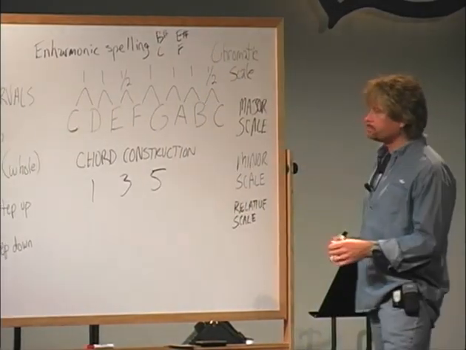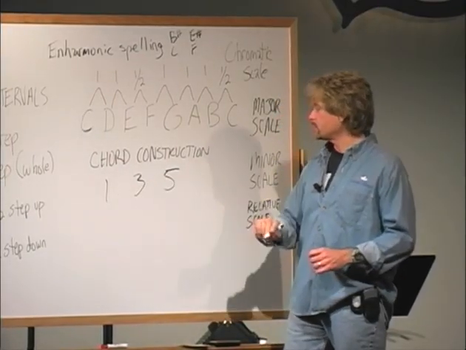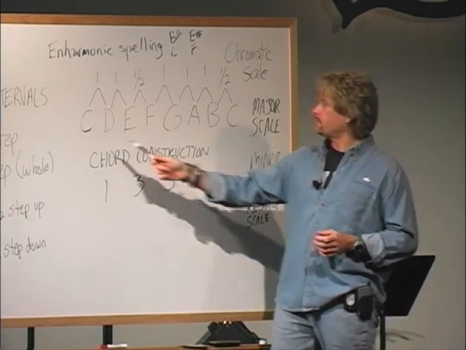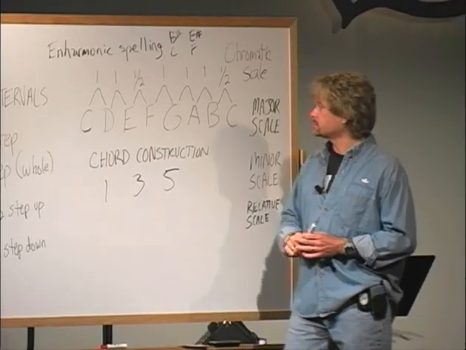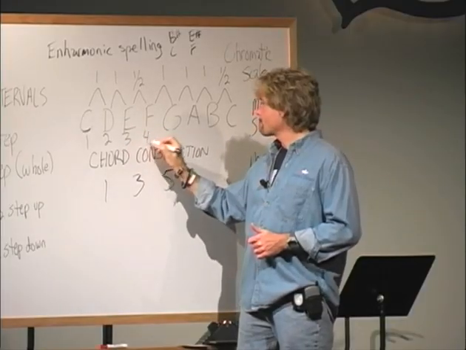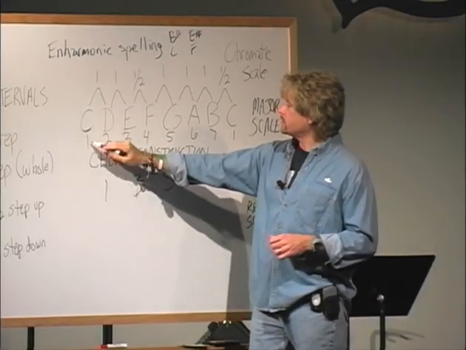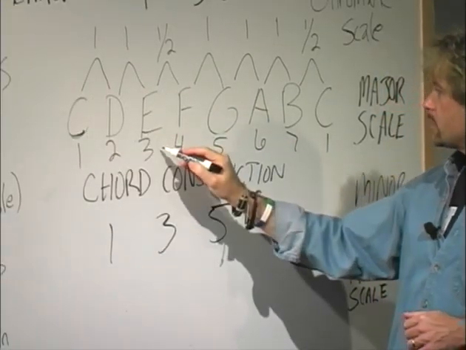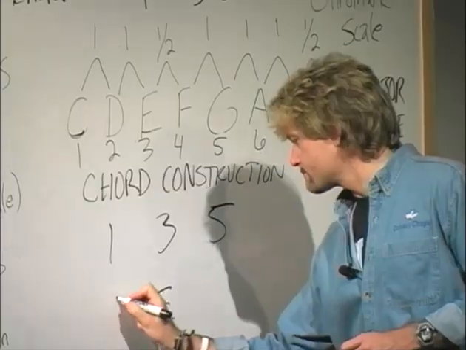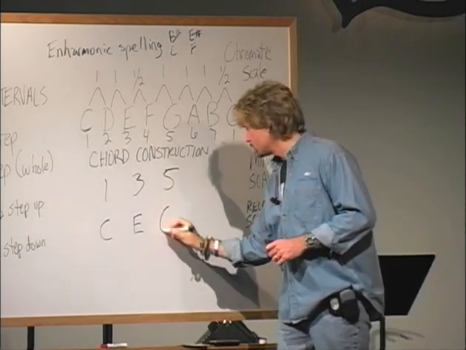In other words, if we're going to build a C major chord, there are certain intervals that we look for between the first and the third and the fifth. What are those intervals? Neat enough, it's the same intervals that occur in the C major scale. Remember these are numbered. So the first is C, and then we jump to the third, which is two whole steps, which is E. And then we go from the third to the fifth, which is a step and a half, which is G.